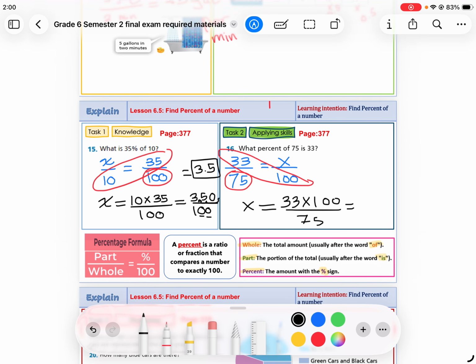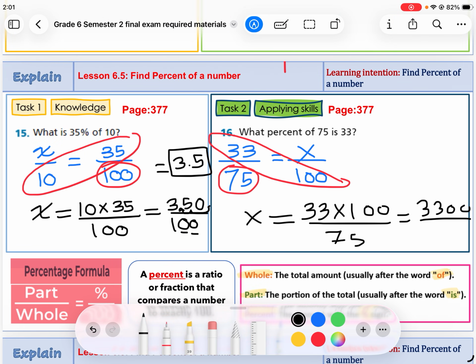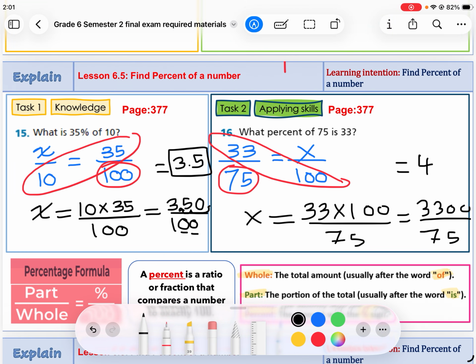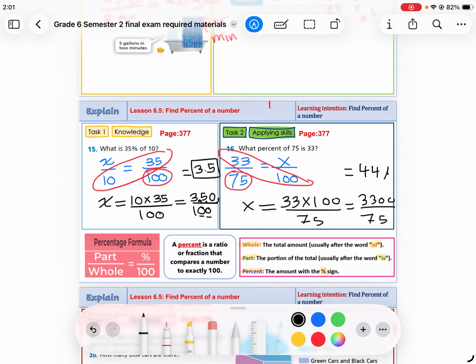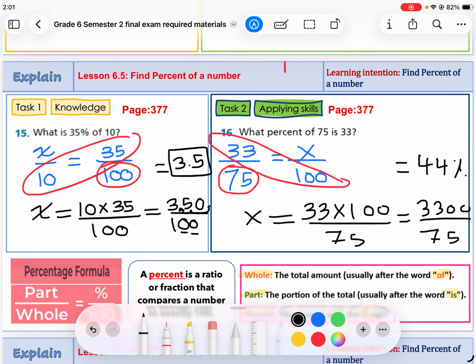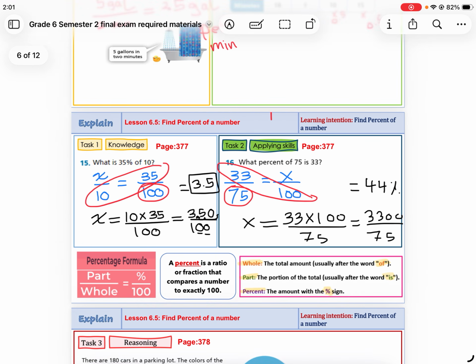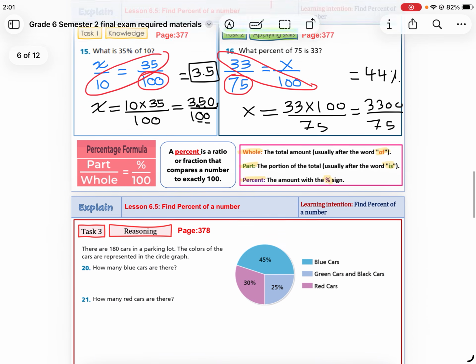Okay, so 33 times 100, you just multiply 33 times 1, so it's going to be 3,300. And divided by 75, after you do a long division, the final answer will be 44%. Okay, you have to put the percent symbol at the end because they are asking you about the percent. Okay, so this is how you find the part, and this is how you find the percent.